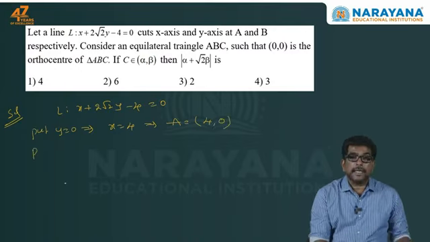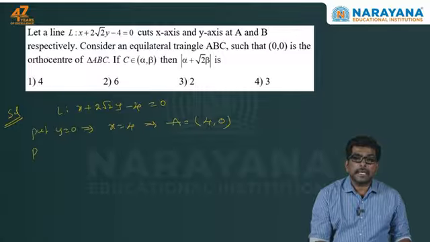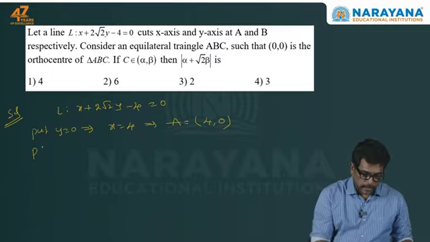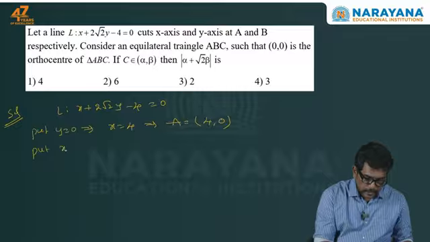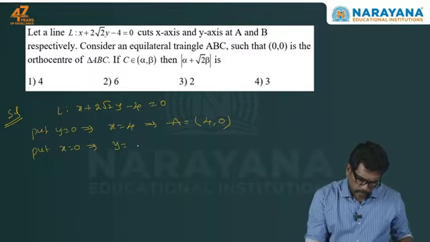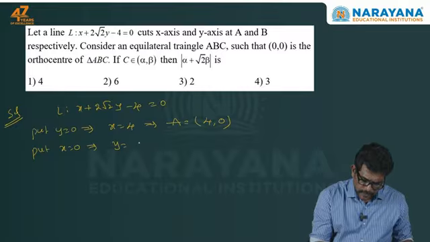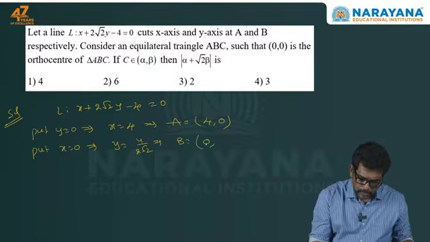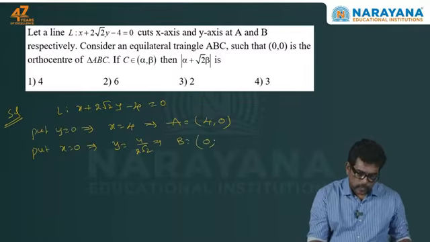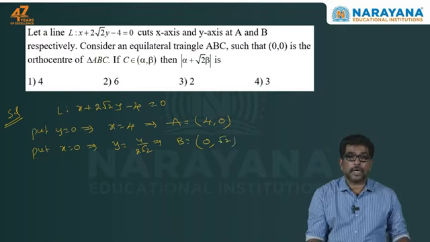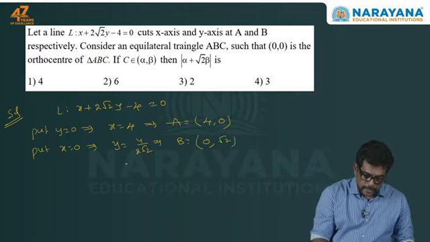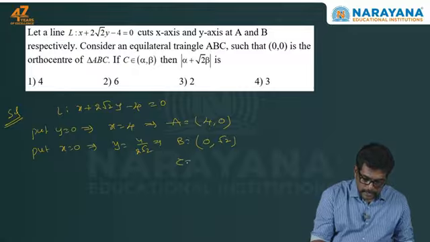Similarly, the line intersects or cuts the y-axis at B. So, to get the B coordinates, put x is equal to 0. By substituting x is equal to 0, y is equal to 4 by 2 root 2. It implies B is equal to (0, root 2). And C point coordinates are clearly mentioned.